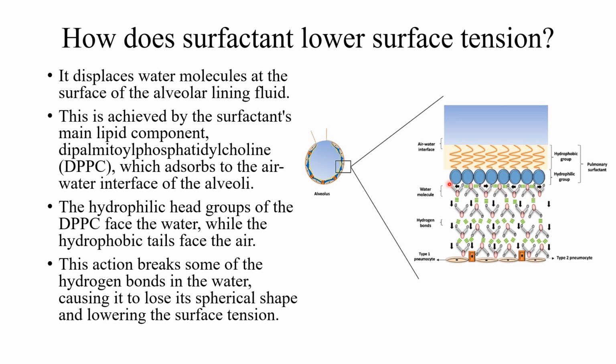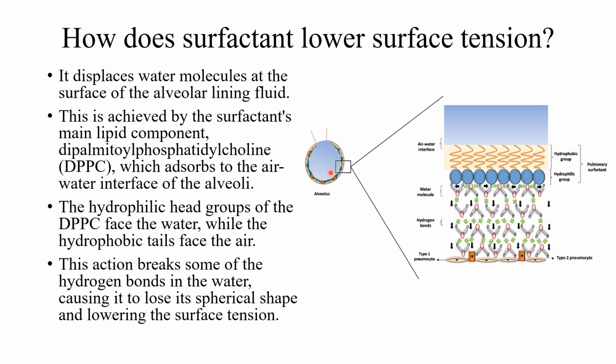So what does this mean? Remember, these water molecules love each other. They have very strong cohesion, and they're the ones that increase the surface tension. So surfactant being here is able to reduce the cohesion, the hydrogen bonds between these water molecules and the water molecules on the other side of the alveoli, such that when you breathe out, these water molecules are not very strongly attracted to the other end because there's a layer of surfactant. This action breaks some of the hydrogen bonds in the water, causing it to lose its spherical shape and lowering the surface tension within the alveoli.